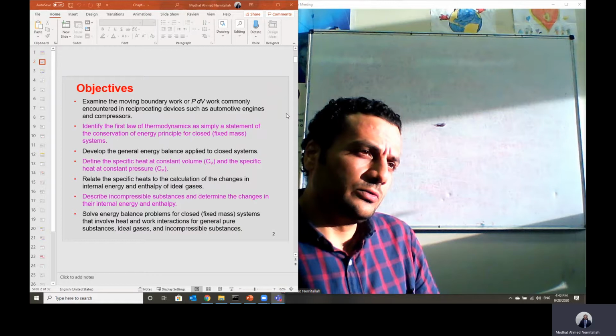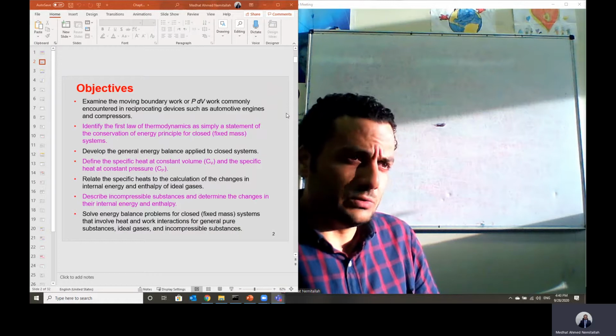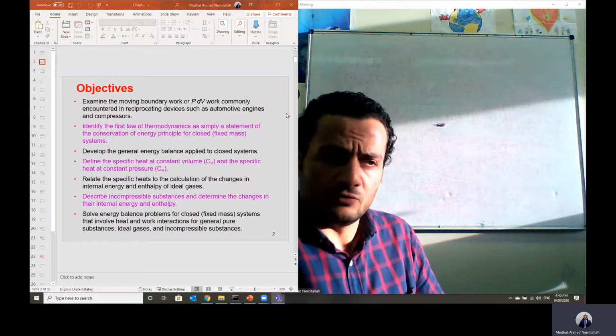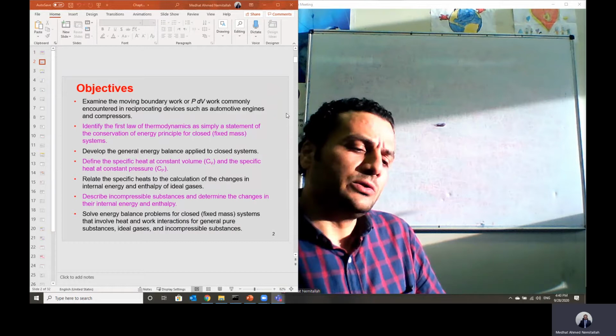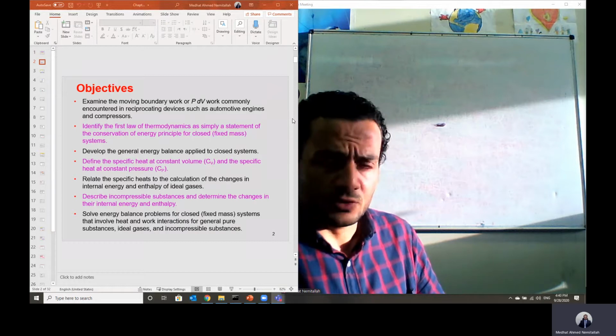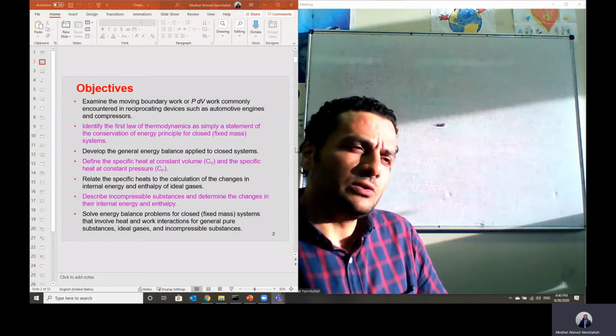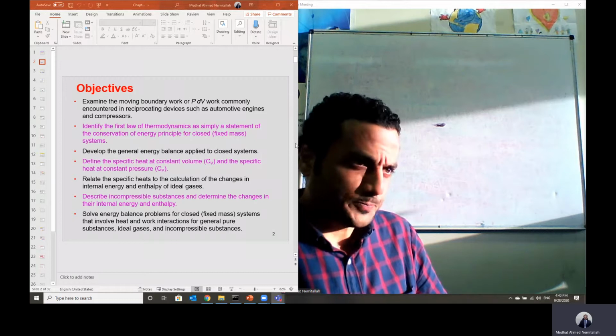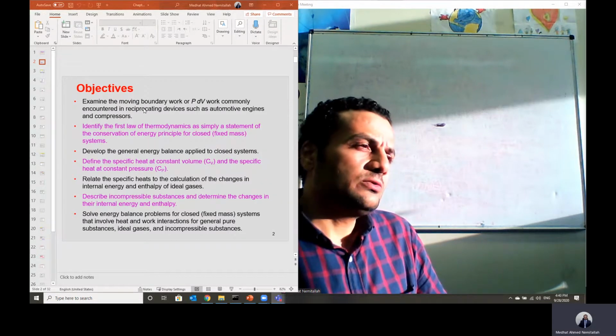This chapter 4 will not have many new equations. We will just consider the equation that we developed in chapter 2, which is Q minus W. Simply, Q minus W is equal to the change of energy of the system. Here's the objective of this chapter.